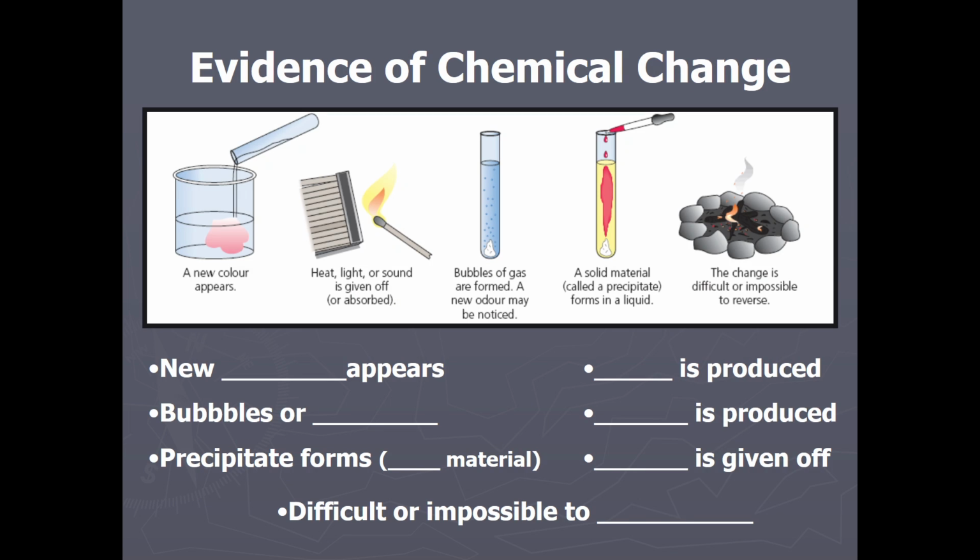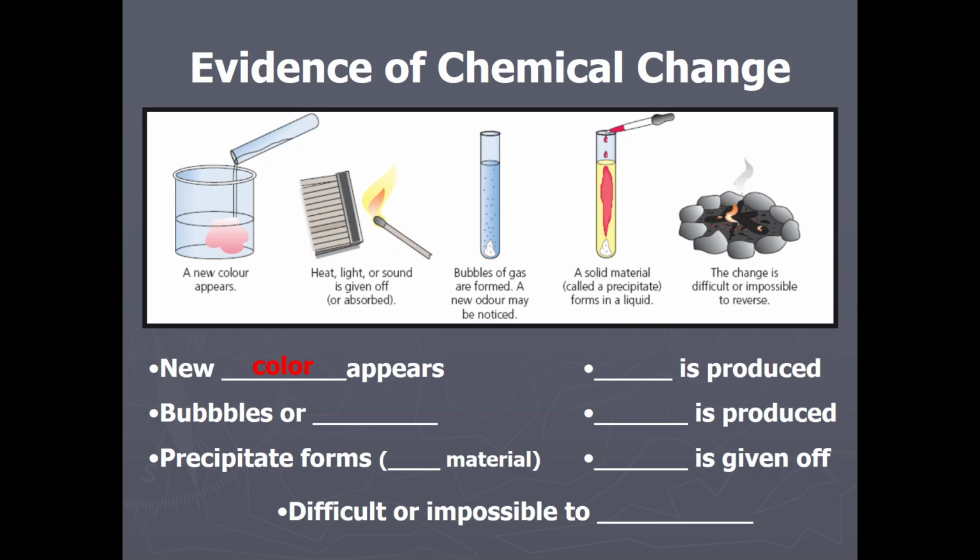So if you mix 2 clear liquids together, and all of a sudden, like in this picture on the left, you see this reddish powder or reddish substance being formed. If you see a new color appear, that's also, by the way, the top left one is a precipitate. It's called precipitation whenever something falls out of solution. But if a new color appears, that's usually evidence that a chemical change has occurred.